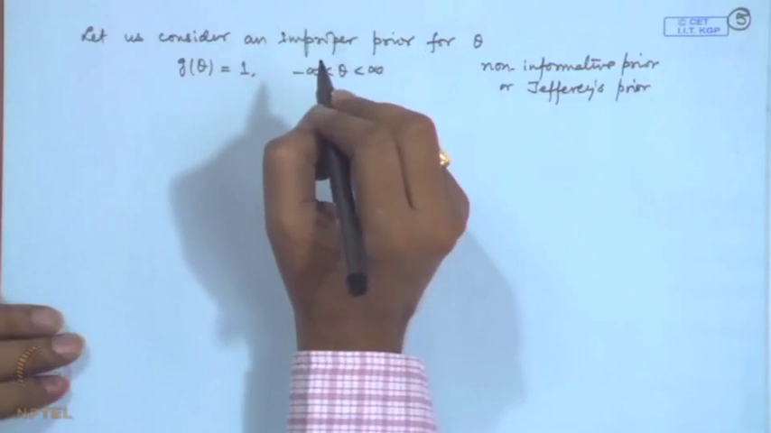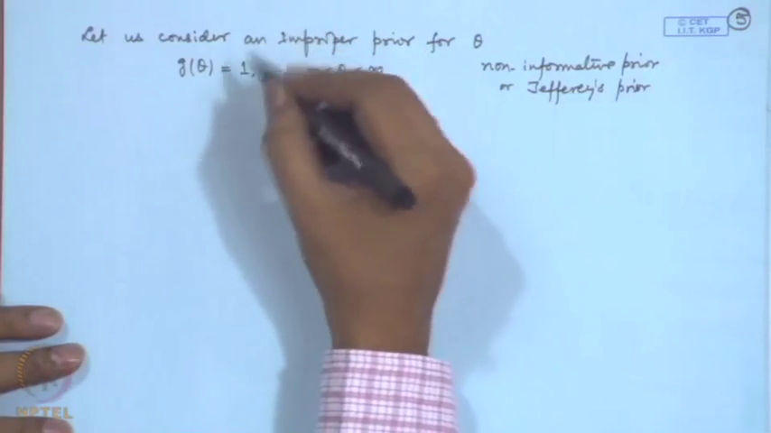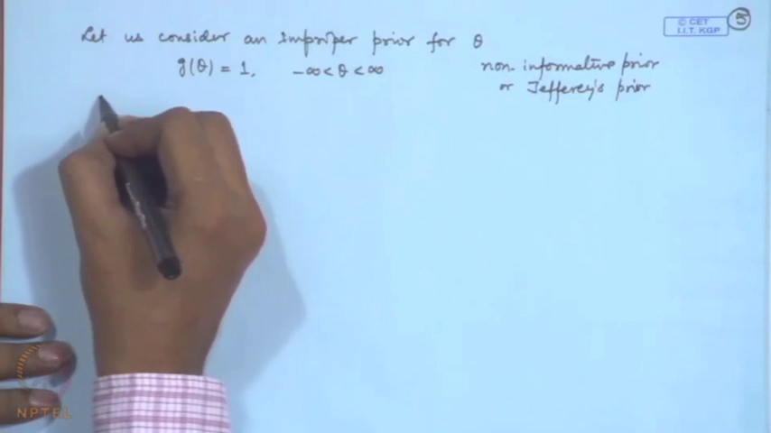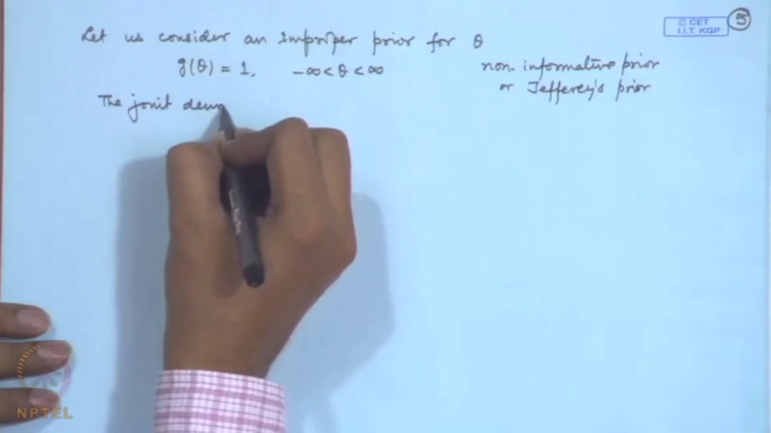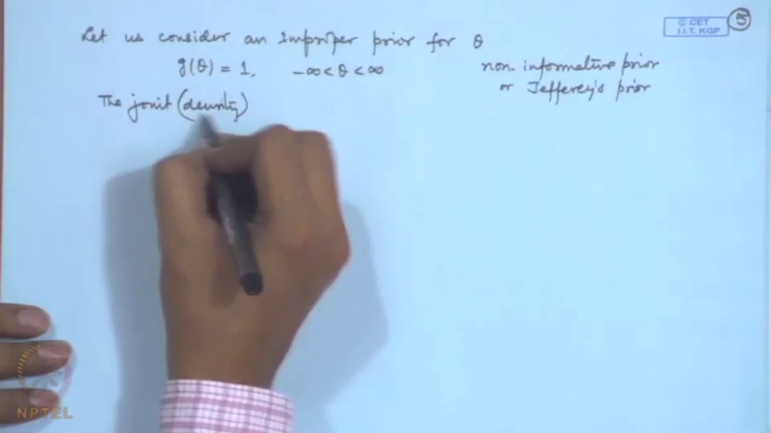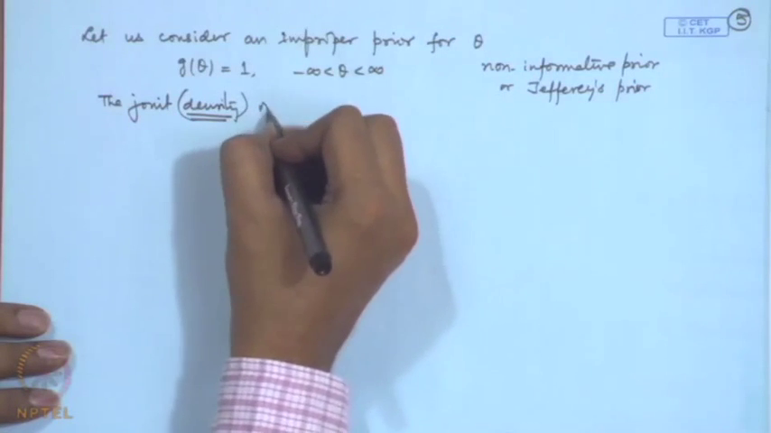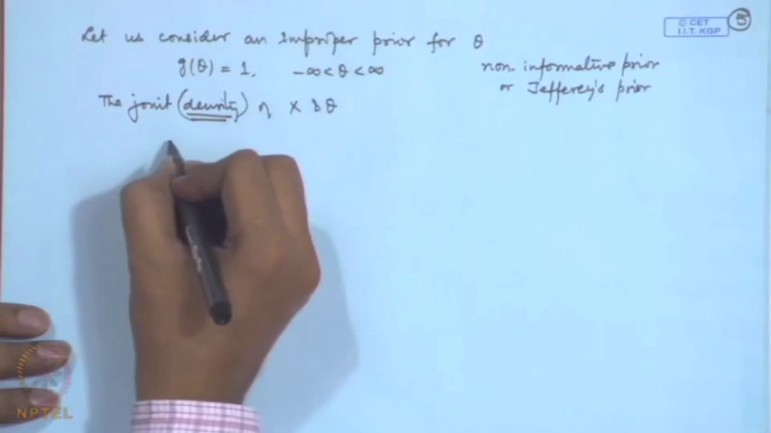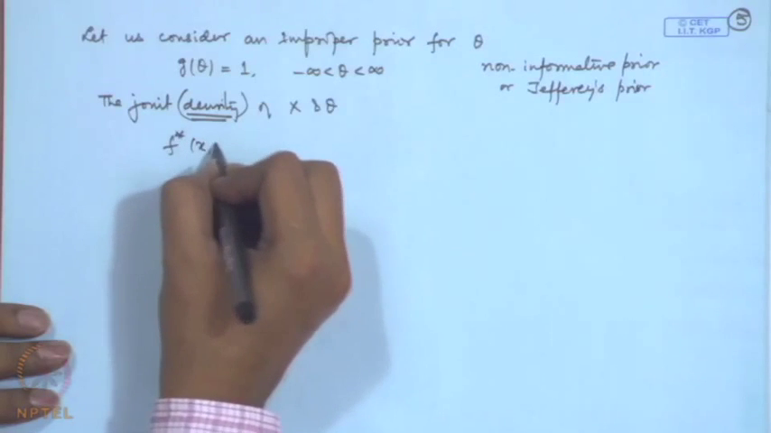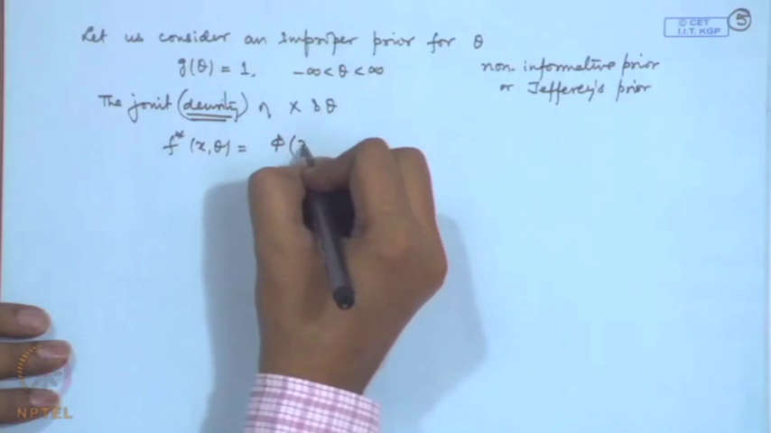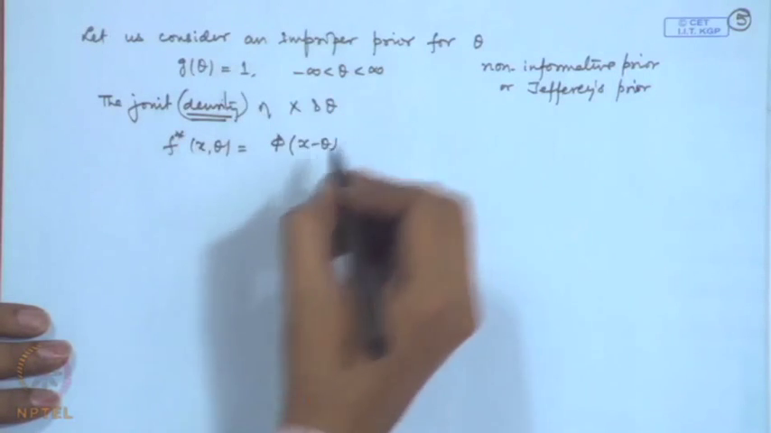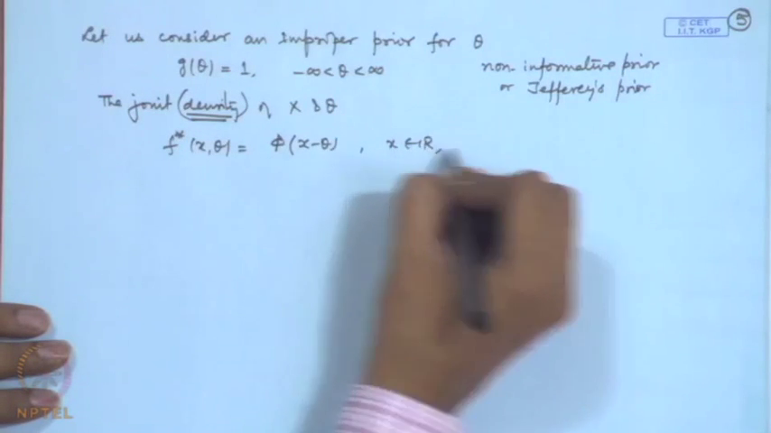Let us apply the same procedure for calculating the Bayes estimators. So, the joint density, which is not actually a density, it is improper, of x and theta. We use the notation f star (x, theta). So, f(x, theta) was phi of (x minus theta) and g(theta) is 1. Here x and theta.